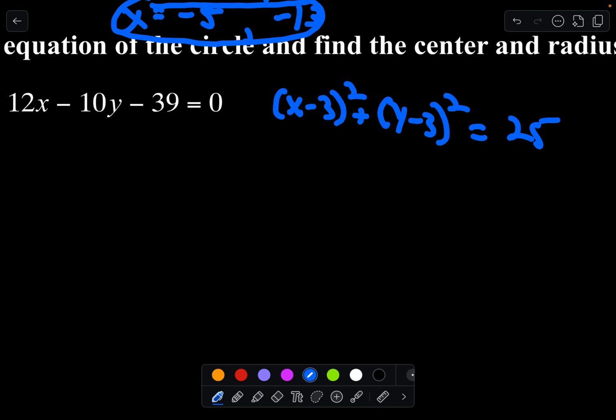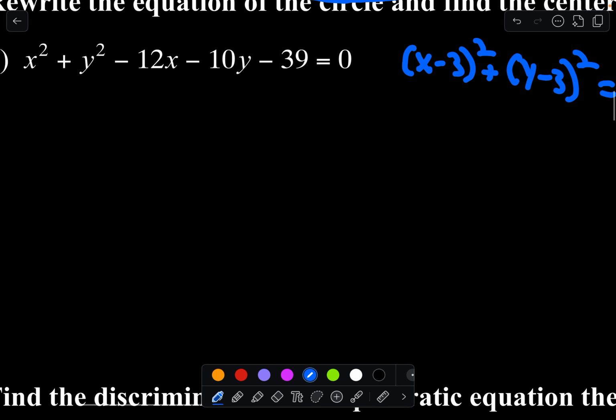Because then you know that the center of the circle is at 3, 3, and the radius is the square root of 25. So we want to take this mess and complete the square twice to make it look like that. To do that, we have to put the x's and the y's together.